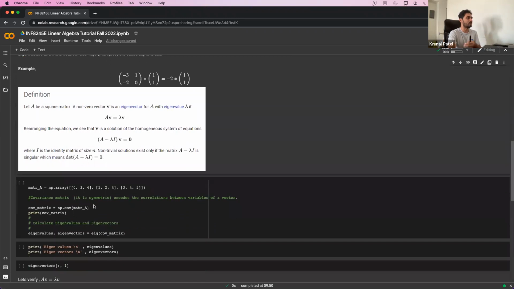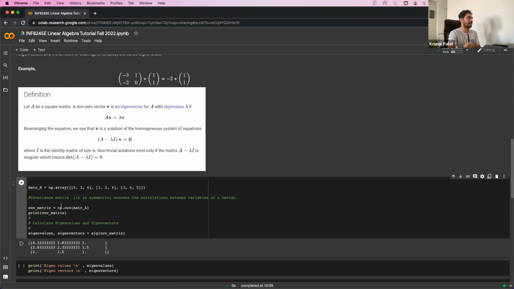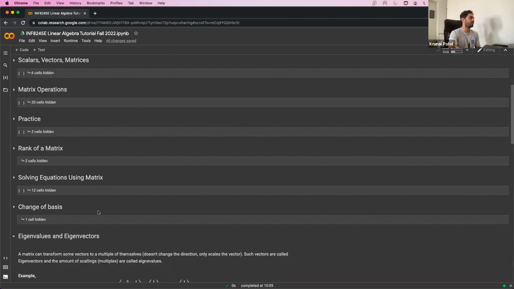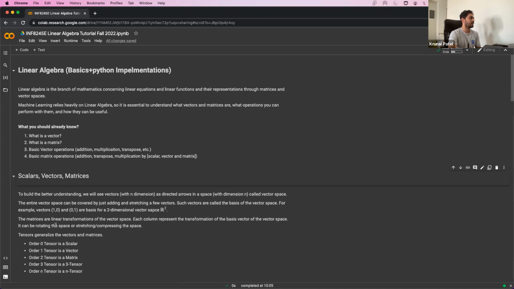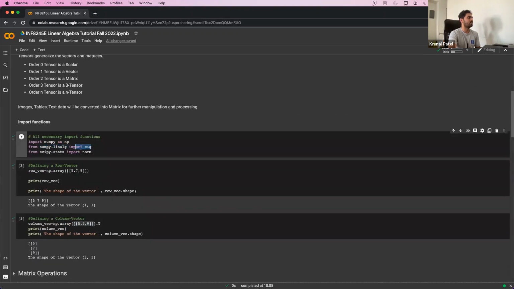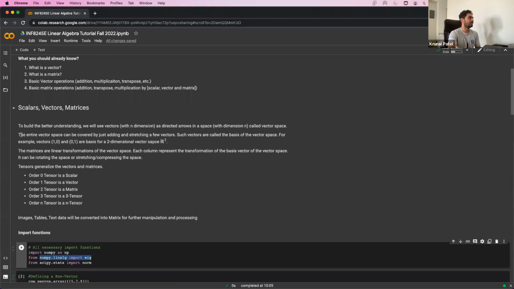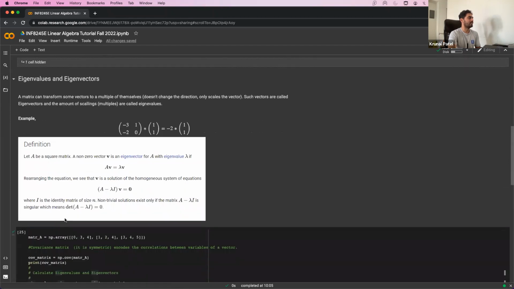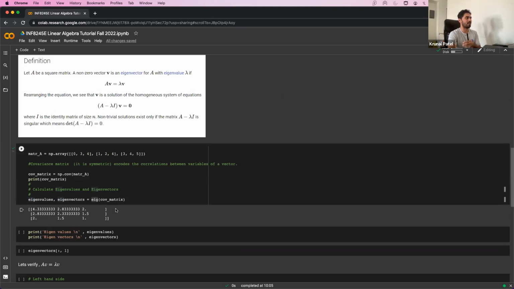When you have to do things in code, it is so much easier, right? All we have to do is define a matrix A, and instead of dealing with a generic matrix A, I'm actually dealing with a covariance matrix, because it is nicer in this particular case. How do we compute the eigenvectors and eigenvalues? It's just this eig function in numpy.linalg. If you recall, we imported this eig function from numpy.linalg earlier, right? You use that function, and it will compute the eigenvectors and eigenvalues for you, right?